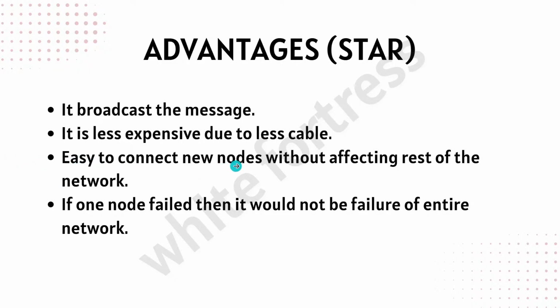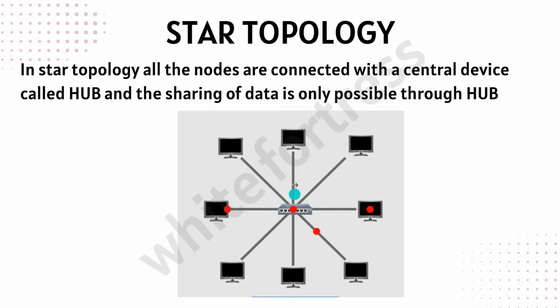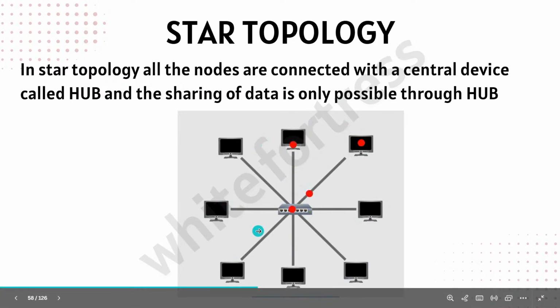Easy to connect new nodes without affecting the rest of the network. New nodes can be easily connected because hub and switches got multiple ports. If one node fails, it would not be failure of the entire network. So for example, if one particular system is not working properly, the entire network will still work well.